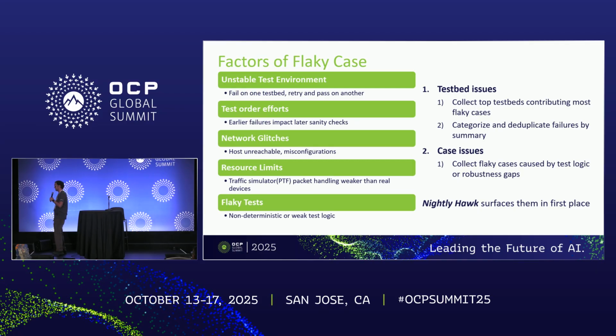Some of the categories of flaky cases might be, as mentioned earlier, testbed environment. It could be that the test order, the sequence in which tests are run, is having an impact here. It could be network glitches, such as in our lab network, some packet accidentally got dropped. It could be resource limits on the servers that we are running on. It could be hitting some performance bottleneck, or it could be that the test case itself is not deterministic. It's making some assumptions, which needs to be fixed.